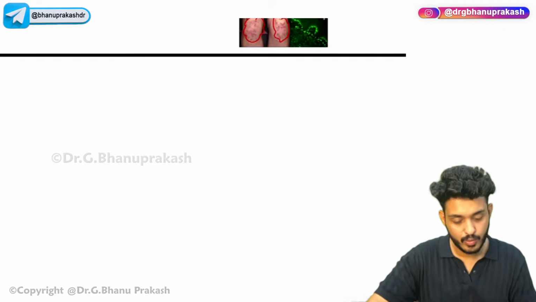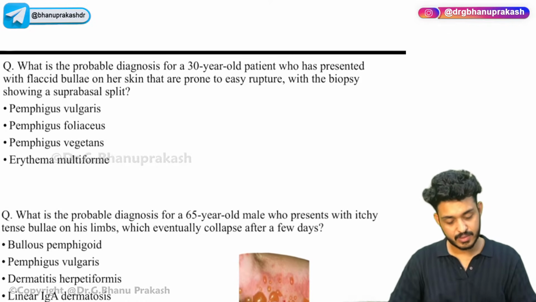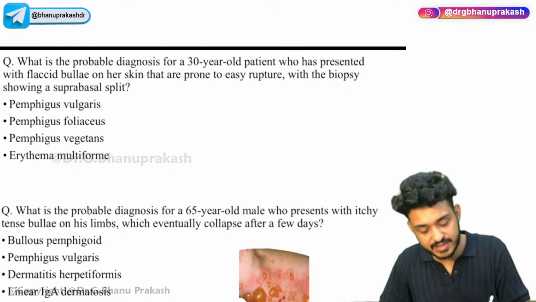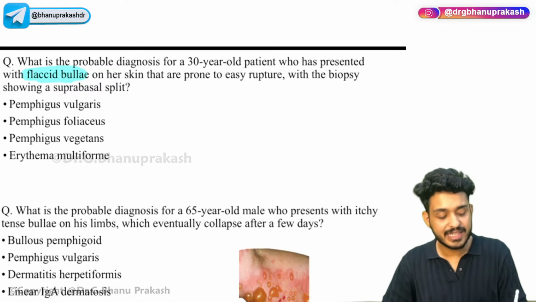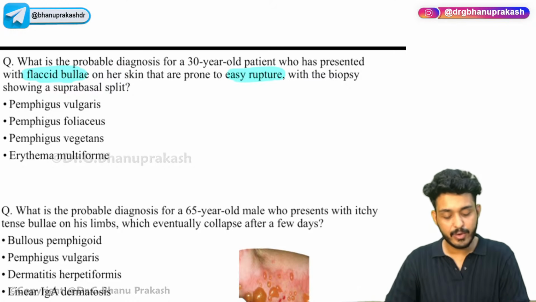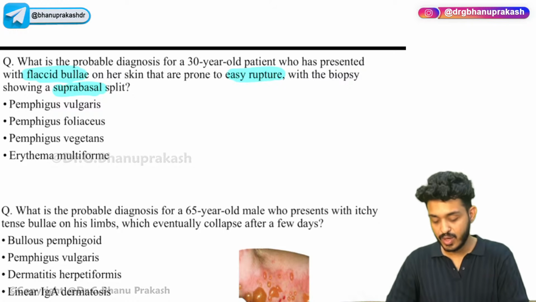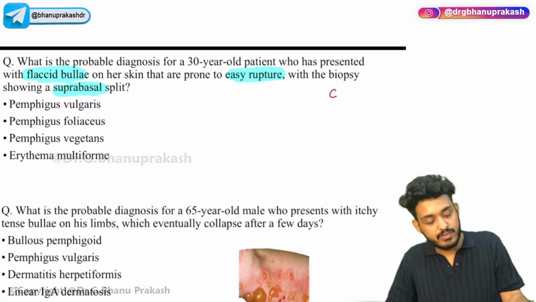Now we will be discussing the question: what is the probable diagnosis for a 30-year-old patient who presented with flaccid bulla? Try to identify flaccid bulla in her skin that are easy to rupture, with a biopsy showing suprabasal split. And this type of question you are marking wrong, and that is the purpose I am telling you. Suprabasal means what? The lesion, what we have discussed.